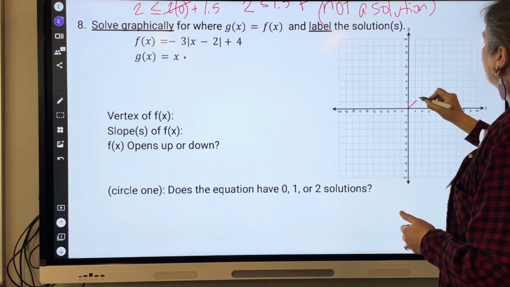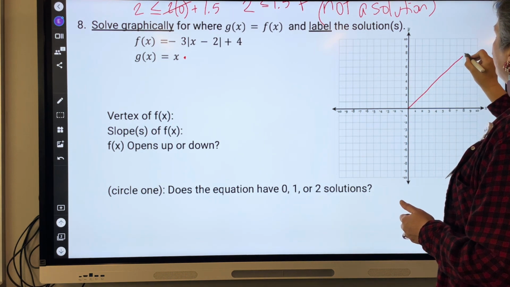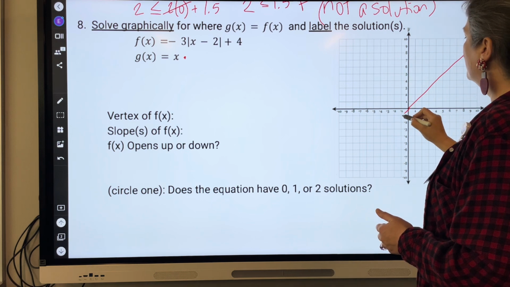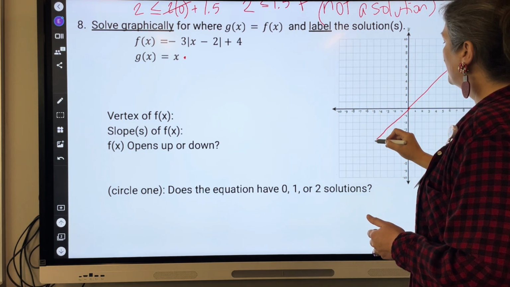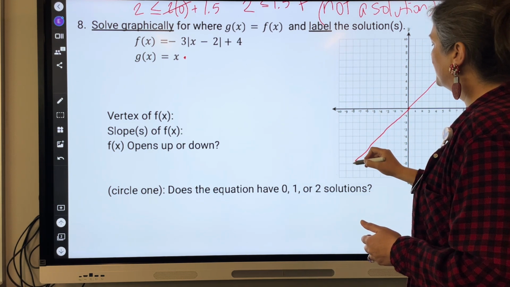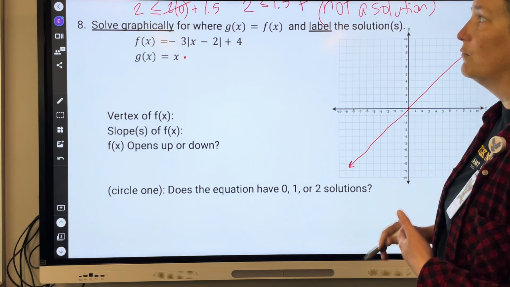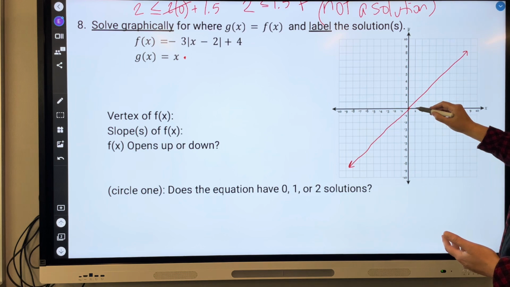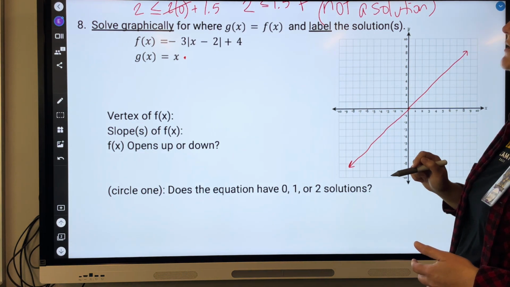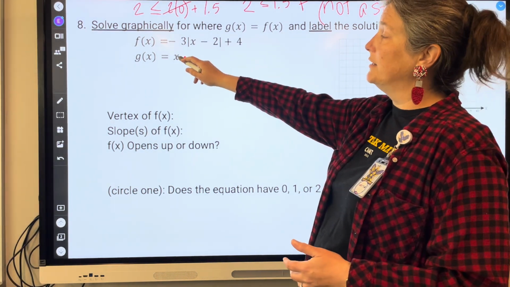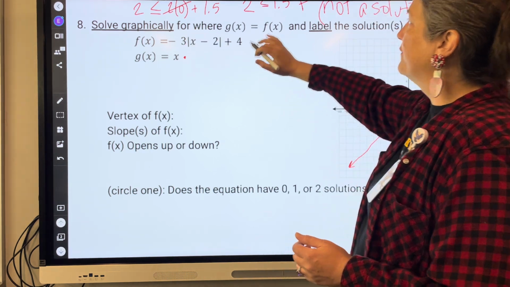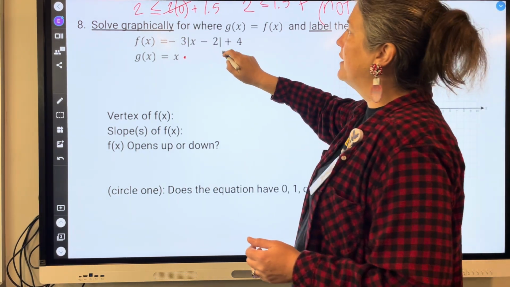I'm just going at a 45-degree angle through every point: 1, 1, negative 1, negative 1, negative 2, all the points that are along that diagonal where y is x. For however much I go over, I go up the same amount. Slope is 1, right? Now solving graphically, I do need to graph this absolute value function.